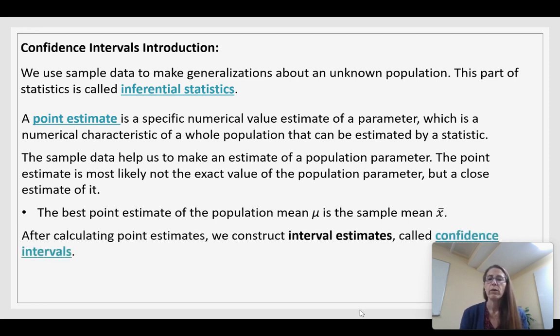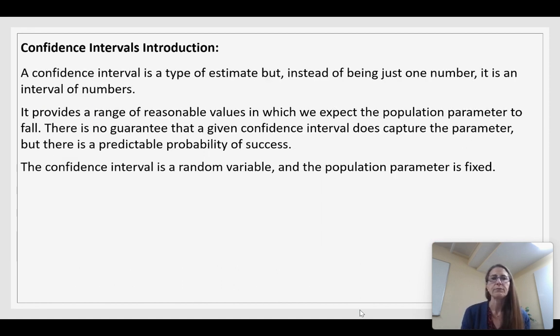After calculating point estimates, we construct interval estimates called confidence intervals. A point estimate is just a single number. An interval estimate is a range of numbers. So a confidence interval is a type of estimate, but instead of just being that one number, it's an interval of numbers, a range of numbers. It provides a range of reasonable values in which we expect the population parameter to fall.